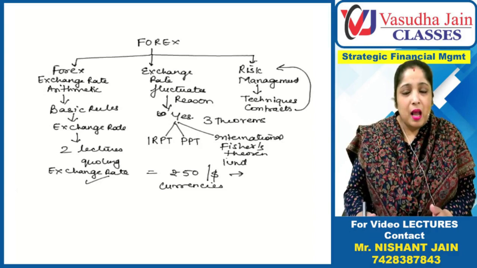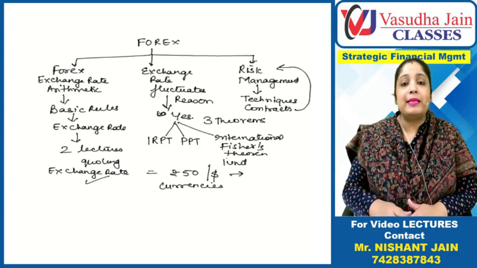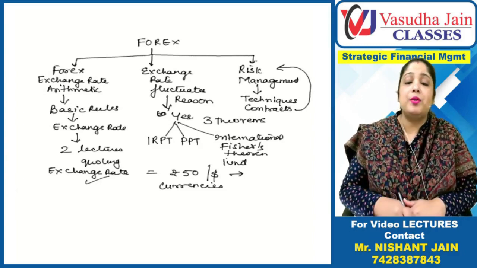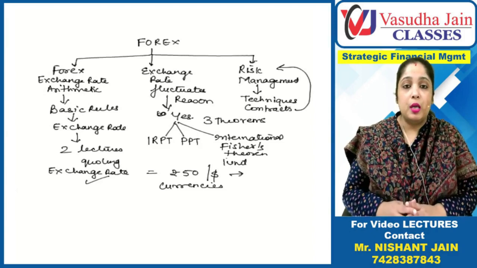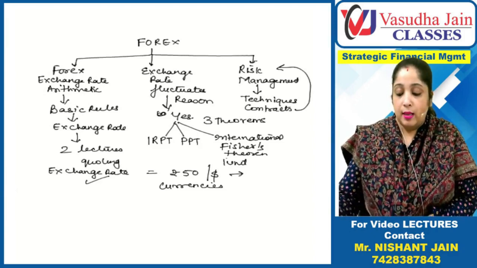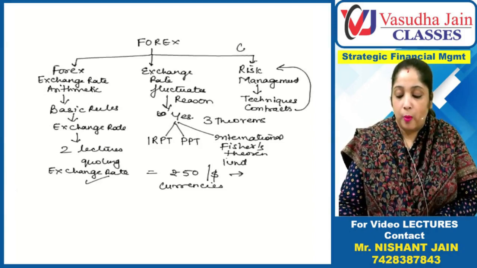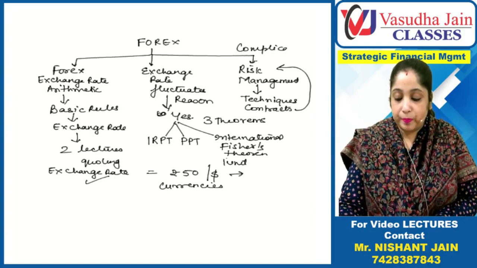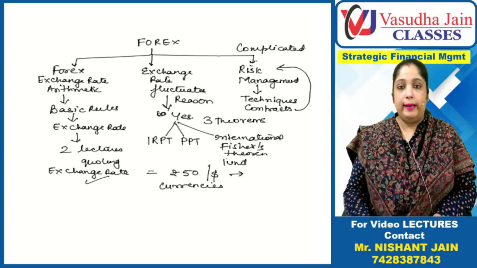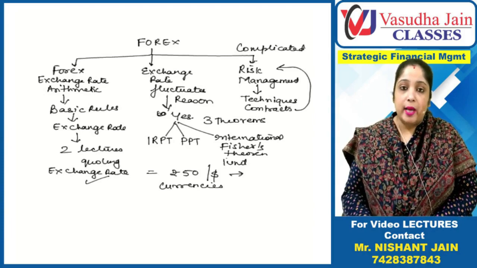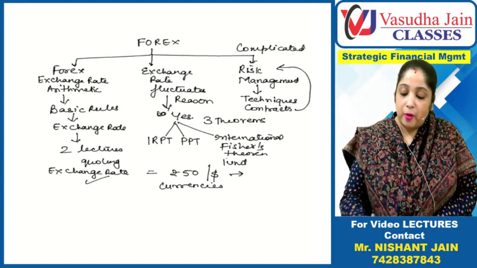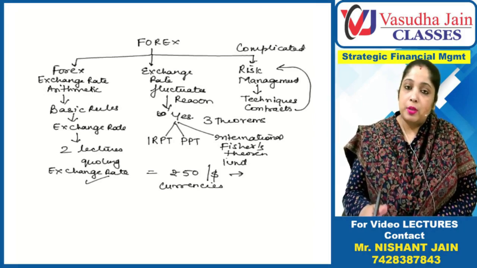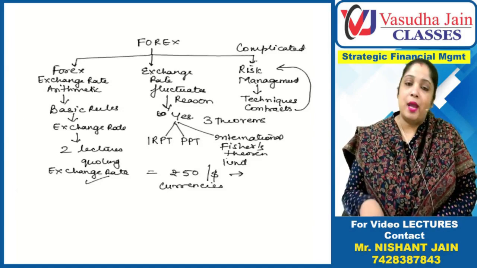What is risk in this chapter? What does risk imply in this chapter? How is risk eliminated or reduced? We are going to learn this part. This is going to be a little bit complicated, not much. Okay, but not much complicated. So this is all about forex. MCQs can come from any of this part, or this is a very good chapter for MCQs.